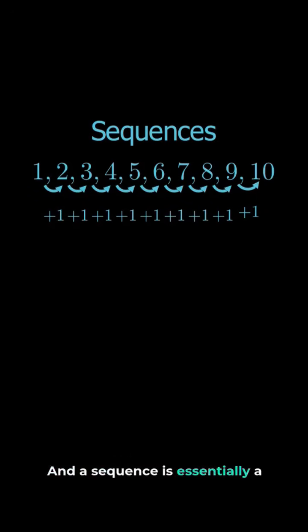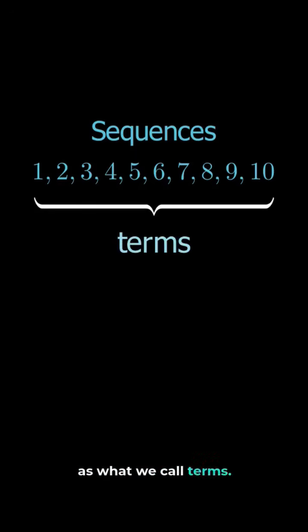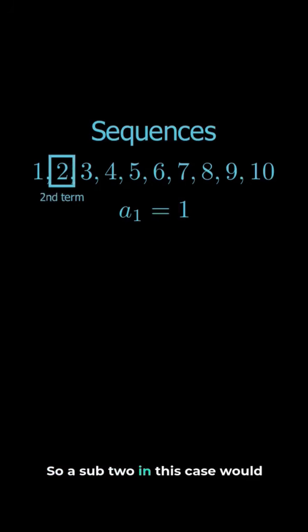And a sequence is essentially a list of numbers that follows a particular pattern to get from one number to the next number. Now, some important characteristics of a sequence is that all these numbers are referred to as what we call terms. So in this case, the first value in our sequence is known as the first term, and we would denote that as a sub 1, and in this case it would be equal to 1. And then the second value would be the second term, so a sub 2 in this case would be equal to 2, etc.